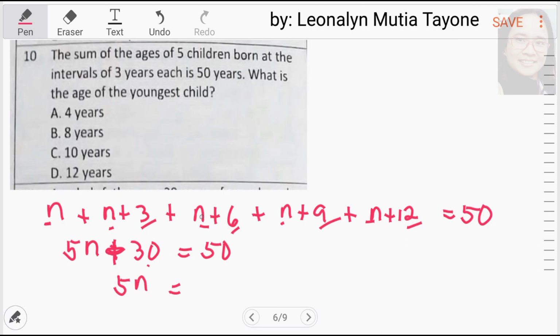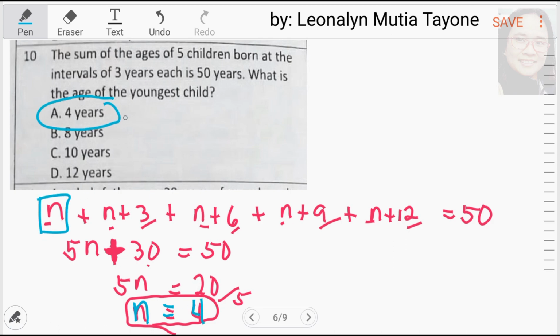Ang maiiwan na lang ay si 5n. Kung i-transpose mo si plus 30, magiging minus. 50 minus 30, and that is 20. Para ma-isolate si n dyan, itong si 5, since pang-multiply siya sa n, pang-divide siya sa 20. 20 divided by 5, and that is 4. Ito yung youngest child. Diba sa umpisa, nag-let n be the youngest child. So, ang equivalent ni n ay 4 years.